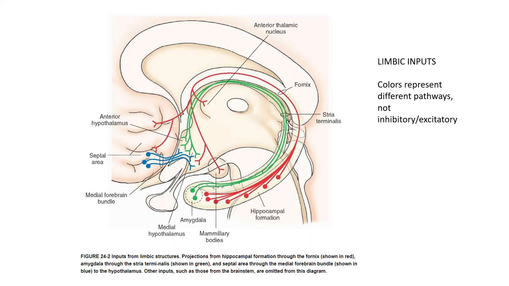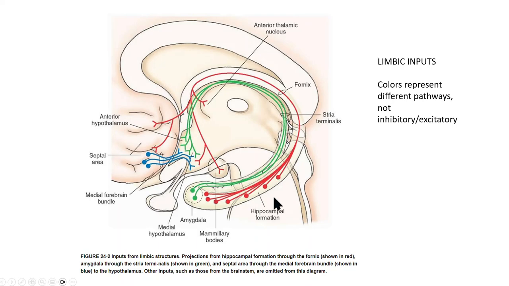Also understood but not emphasized in neuropsychiatry are the inputs to the hypothalamus, which we see here. And you'll notice that one of its chief inputs is from the amygdala, and perhaps that's not surprising. Please note here that the colors represent different pathways. Red and green is not excitatory and inhibitory.